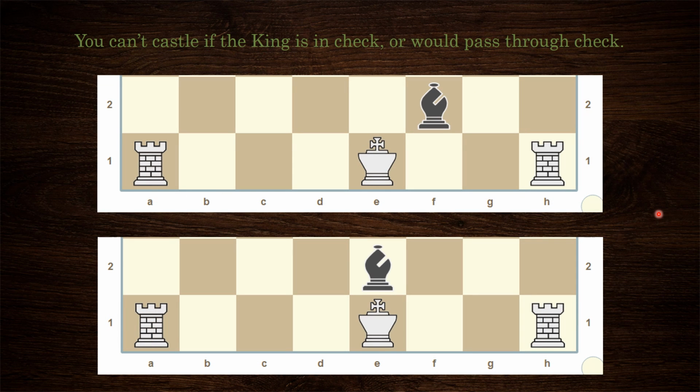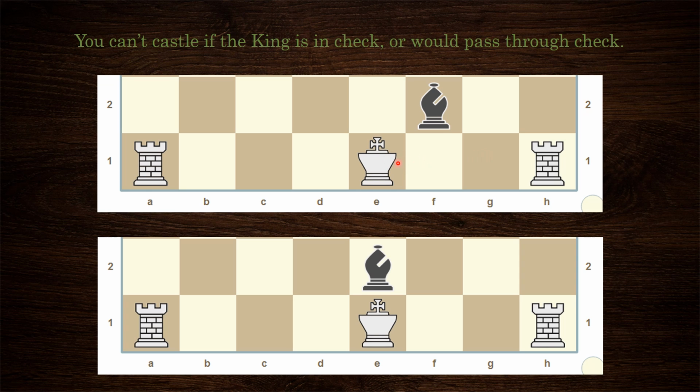The next rule we talked about was that you can't castle if the king is in check or would pass through check. And we talked about check meaning in danger. So here the king is in danger by the bishop. We know the bishop moves diagonally, so the bishop is currently attacking the king. So the king can move, and he has to move to get out of check, but he can't castle.